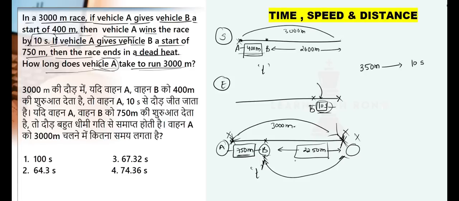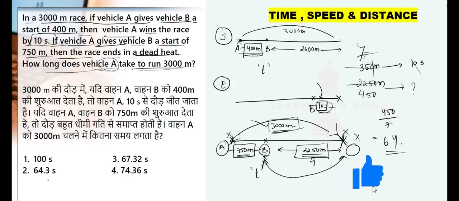Say again, I'll repeat. The time taken by B to travel 2250 meters is the same time A will take to run 3000 meters. So, B runs 2250 meters in 10 seconds times something, how much time is the same time A will take to cover these 3000 meters? See here, 0 gets cancelled, 7 5s, 7 4s 20, 7 5s 450. So our answer is 450 divided by 7, 7 6s 42, you will get 30, 7 4s 20, 64 point something is our answer, option number 2.